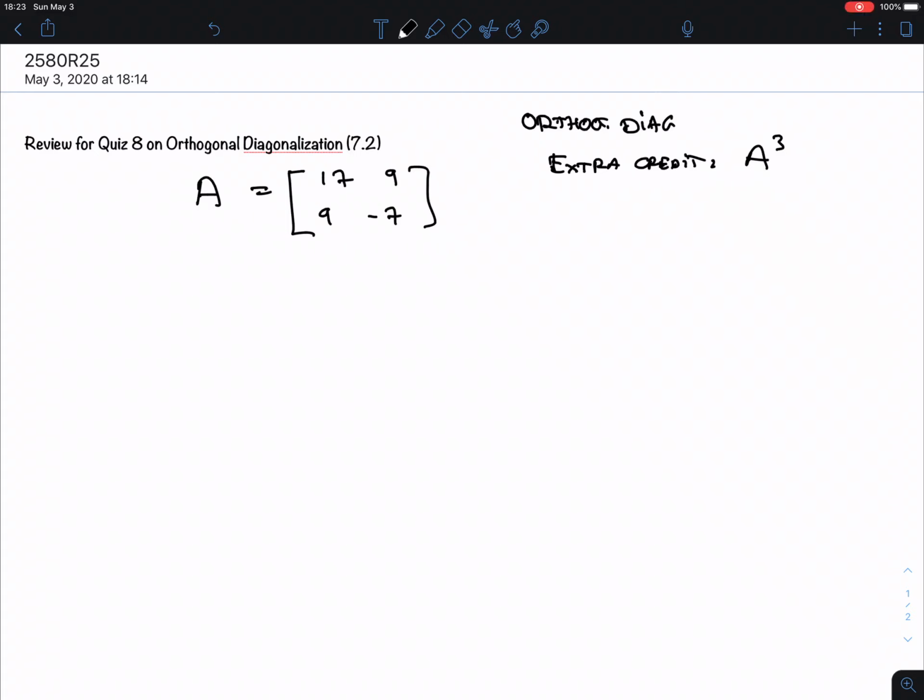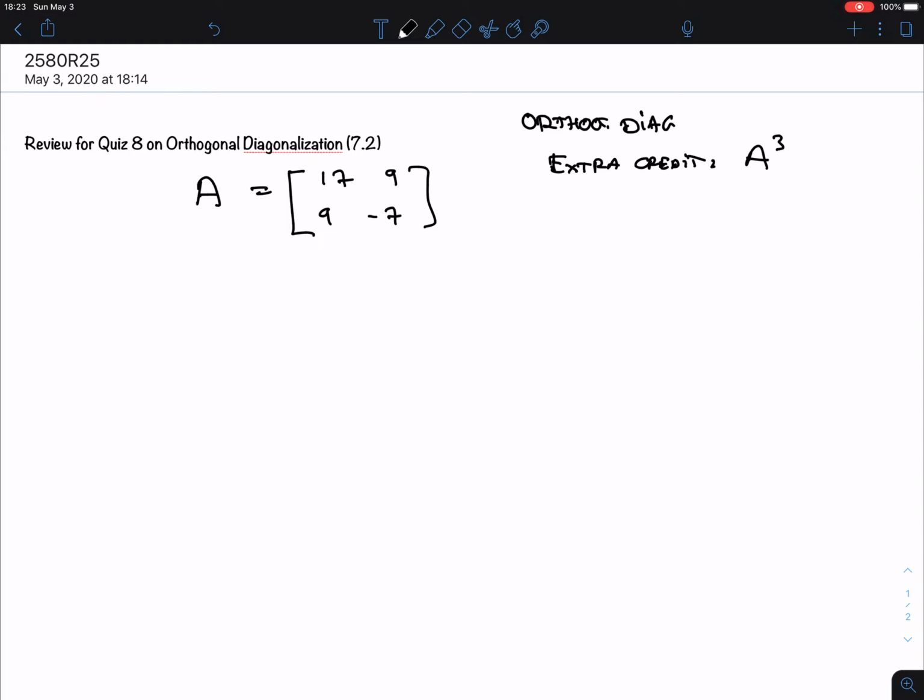Okay, so I want to do a review for orthogonal diagonalization. That's the topic from 7.2 that we did. The question will be, I'll give you a 2 by 2 matrix. I told you only 2 by 2. And I want you to orthogonally diagonalize. I might or might not do an extra credit where I ask you to calculate the power of A using this orthogonal diagonalization. Okay, I'll explain another thing.